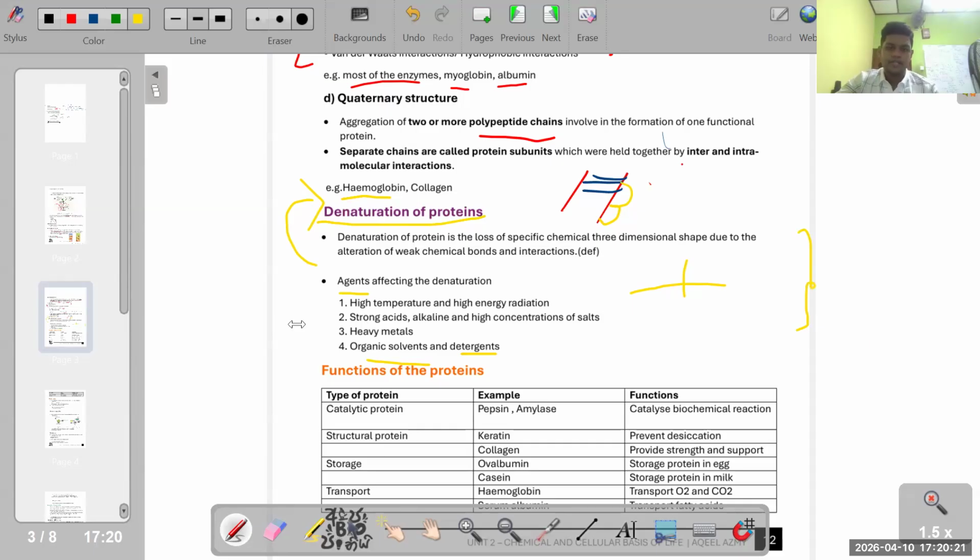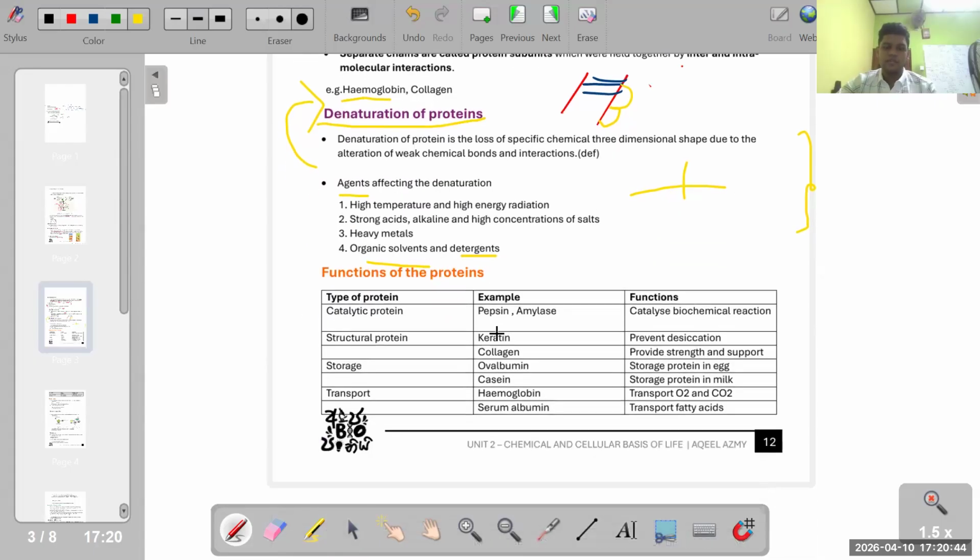So just check this denaturation of protein part and let me know if you are clear. If you have any doubt, no doubts. Is it clear? You mean you have doubt? You don't have any doubts? Just check it. Right, okay, fine. So then we are coming to the end.